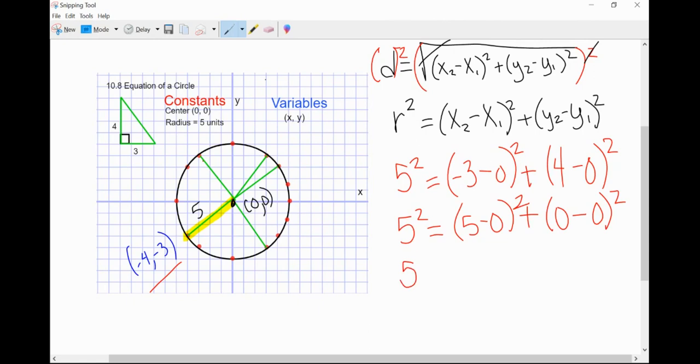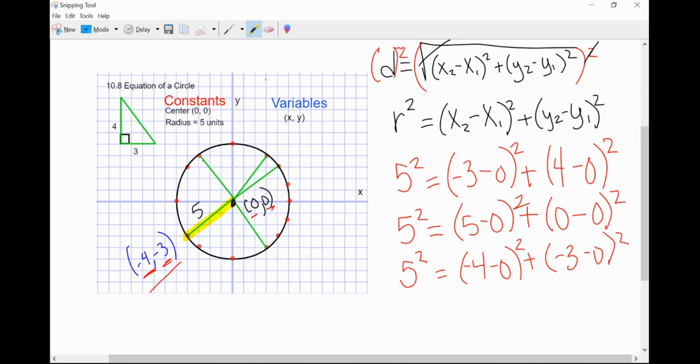So again, 5 squared equals, this time we have -4 minus 0 squared plus -3 minus 0 squared. All right, so I'm going to stop here and I'm going to take a look at the similarities and the differences in this equation.